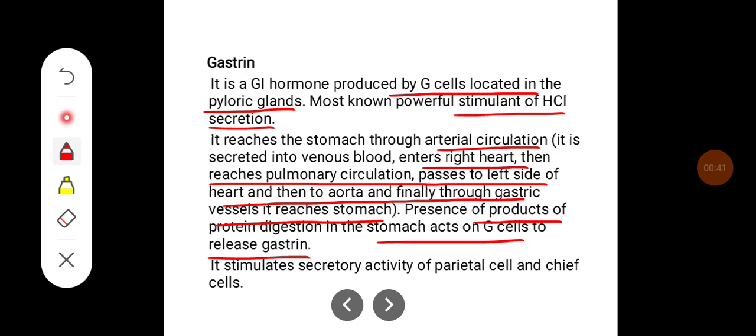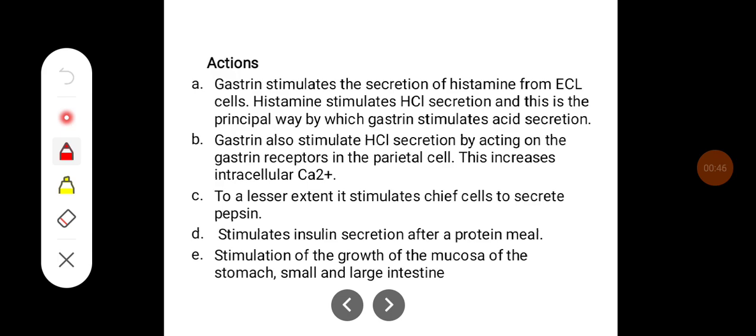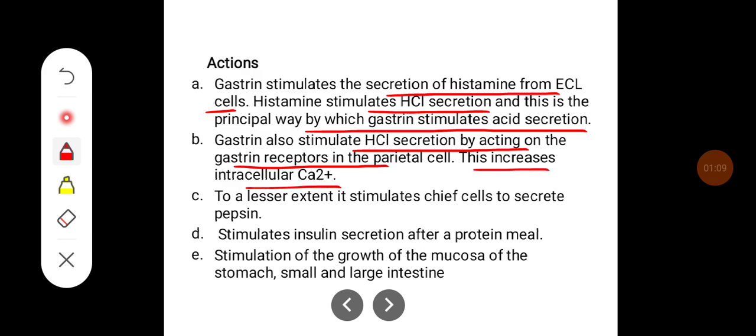It stimulates secretory activity of parietal cells and chief cells. Some of the actions of gastrin are it stimulates the secretion of histamine from enterochromaffin cells. Histamine stimulates HCl secretion, and this is the principal way by which gastrin stimulates acid secretion. Gastrin also stimulates HCl secretion by acting on gastrin receptors in the parietal cell. This increases intracellular calcium. To a lesser extent, it stimulates chief cells to secrete pepsin.